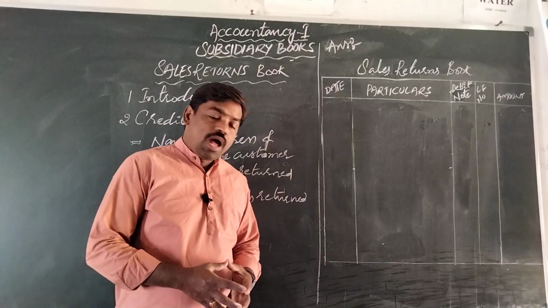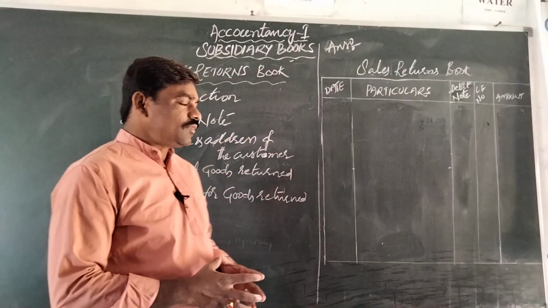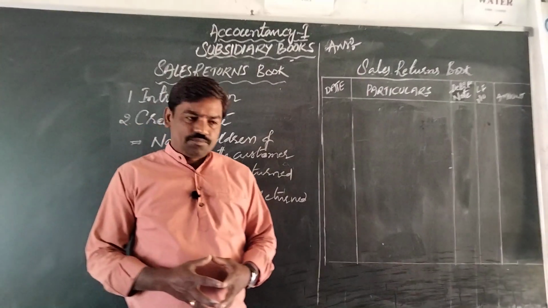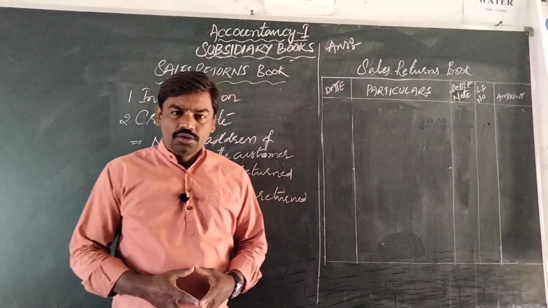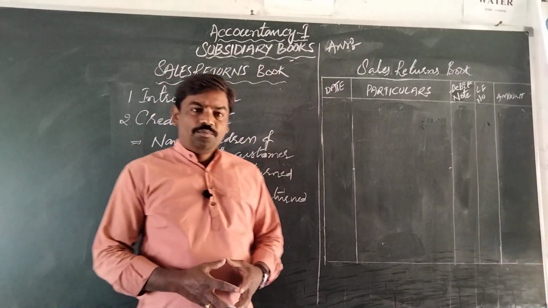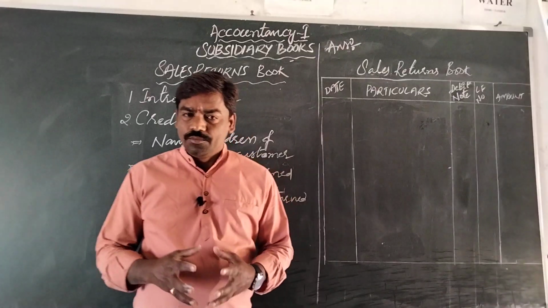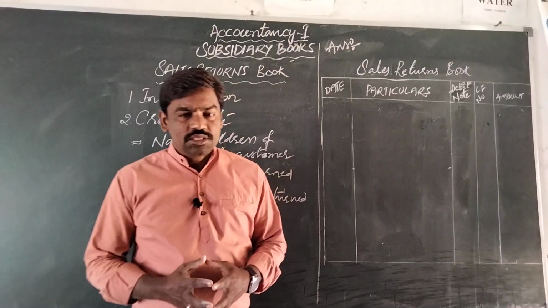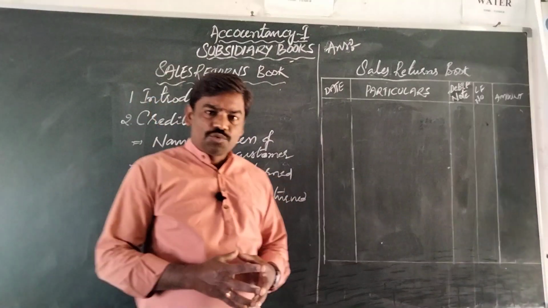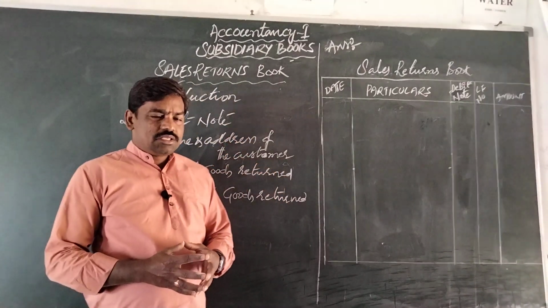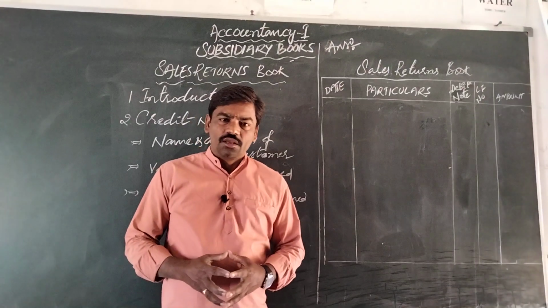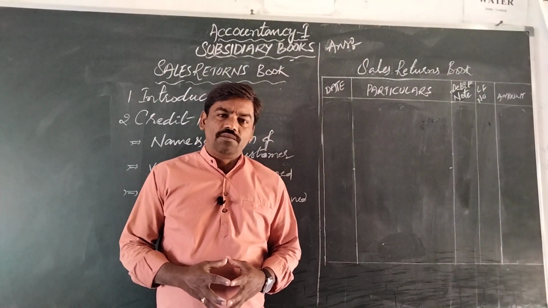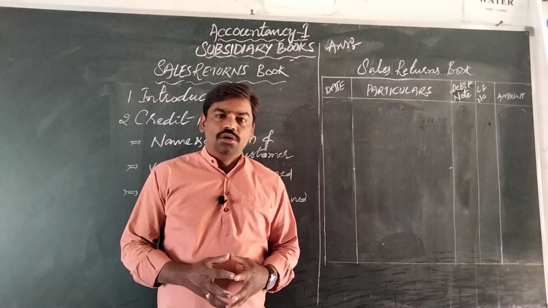As you all know, there are a total of 8 subsidiary books. They are namely purchase book, purchase returns book, sales book, sales returns book, cash book, bills receivable book, bills payable book, and the last and final one, journal proper.